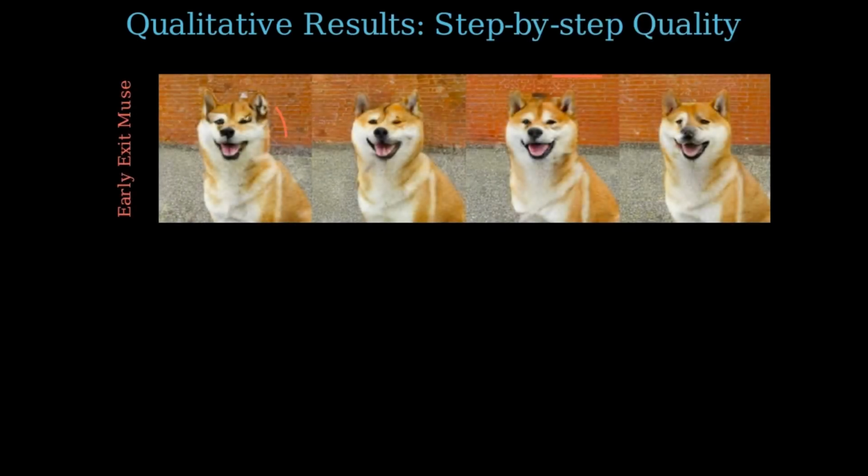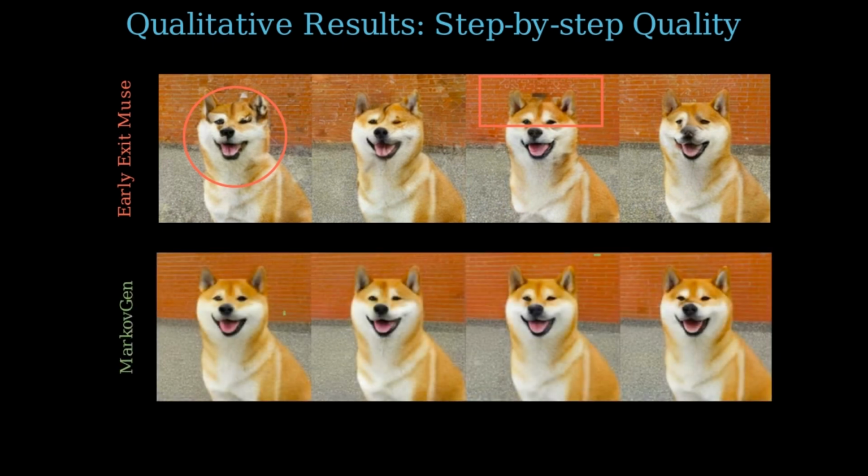While we have established that Markov Gen is significantly faster, you might be wondering, does this speed come at the cost of generation quality? The answer is a resounding no. In fact, it's the exact opposite. Let's look at some qualitative results. When we observe standard accelerated generation methods like the early exit Muse, we often encounter glaring visual artifacts. Notice how the eye of this corgi in the first step is visibly distorted and unnatural. Furthermore, if we examine the background, the wall textures are highly inconsistent across the generation steps.